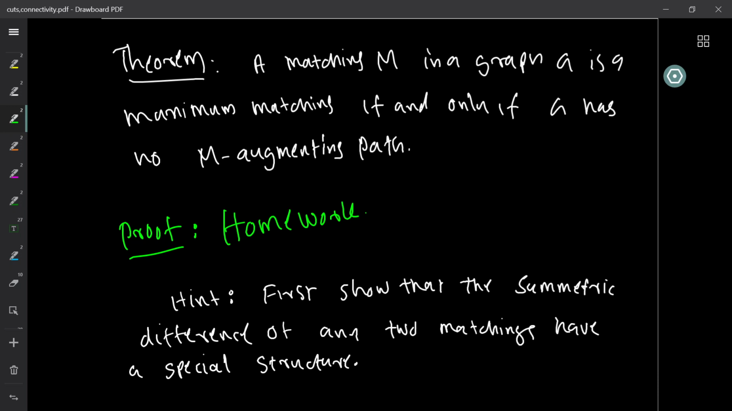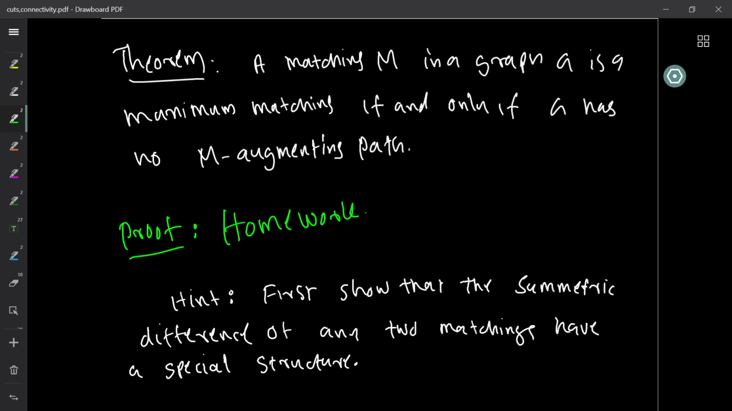So here is the theorem that we wanted to prove: a matching M in a graph G is a maximum matching if and only if G has no M-augmenting paths. To prove this, I will give you a hint, and I will leave it as homework. First, show the properties that you can think of for the symmetric difference of any two matchings. You can find out that they have some special properties, some special structure.